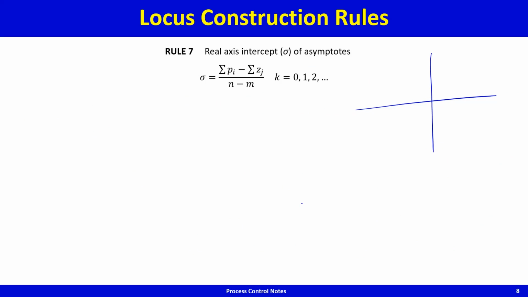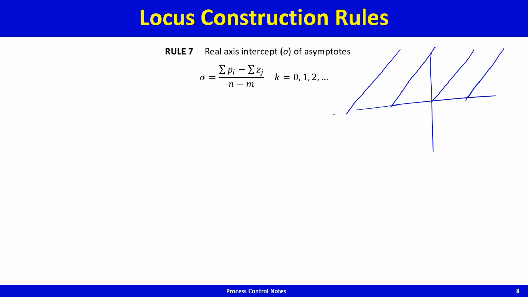So let us say there are 3 asymptotes, and one of them is at an angle of 60 degrees. Okay, so this is angle 60 degree, this is also angle 60 degree, this is also angle 60 degree, this is also angle 60 degree. Which one is the asymptote?